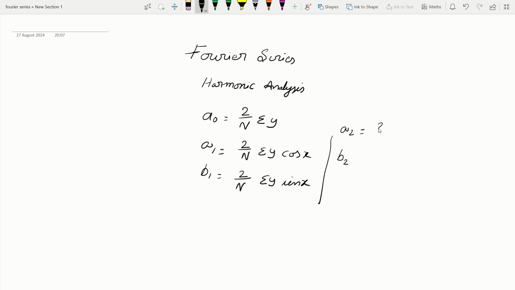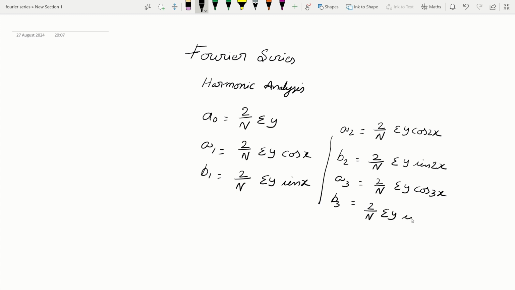A2 I am writing here as 2 by n summation y cos 2x, and B2 is 2 by n summation y sin 2x. If they ask for the third harmonic, then you need to calculate A3 and B3 also. A3 is 2 by n summation y cos 3x, and B3 is 2 by n summation y sin 3x.